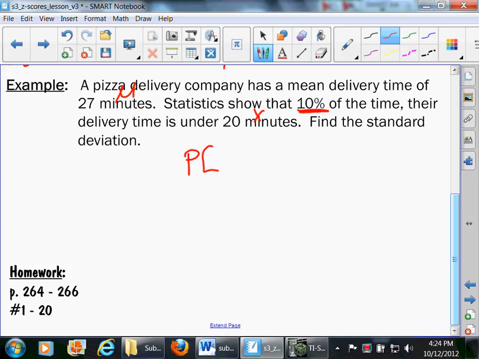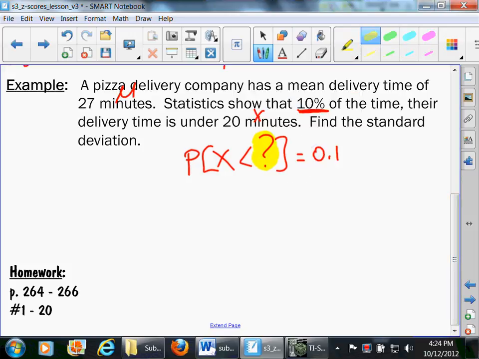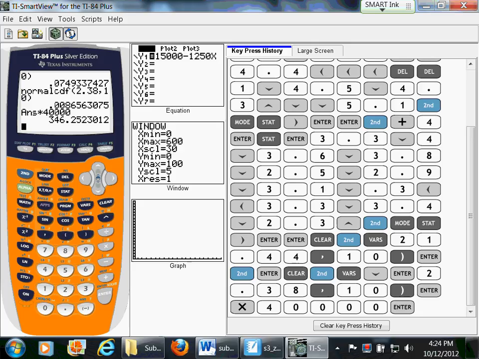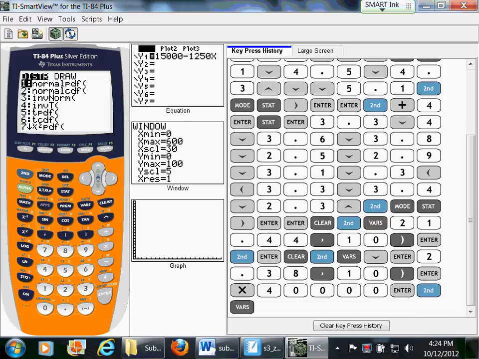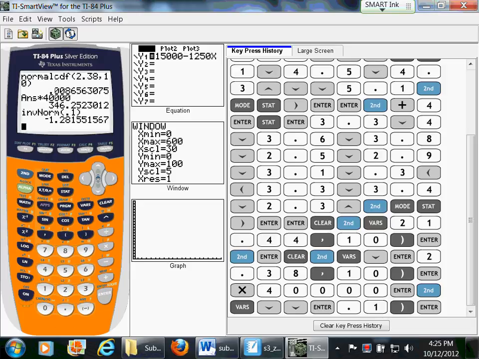So the probability that x is less than some value here is equal to 10%. What we want to do is find the value of the question mark. To do that, we use a different function on the graphing calculator that we haven't quite used yet. We're going to go back to second, distributions, and use inverse norm, which is the third one. Inverse norm is when we plug in the probability, and it gives us a z-score. So we know the probability is 0.1, and we get negative 1.28.